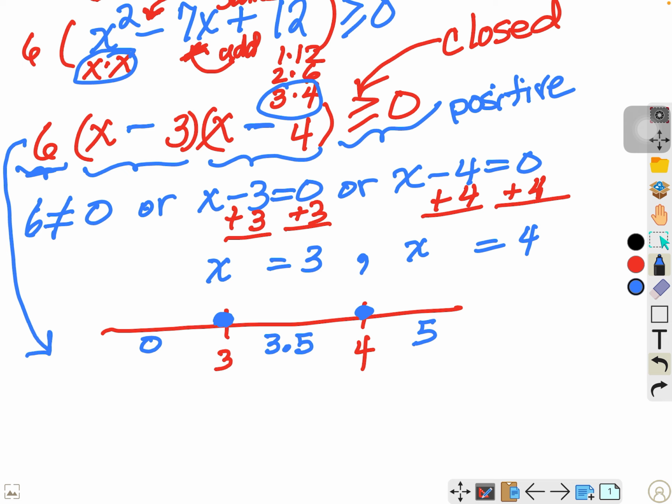Okay, so we have a positive 6. We plug in 0. 0 minus 3, we're going to get a negative. We plug in 0 to the third factor. 0 minus 4, we get another negative. So that's going to give us positive. That's what we're looking for. Greater than 0 or exactly equal to 0. We test the middle region.